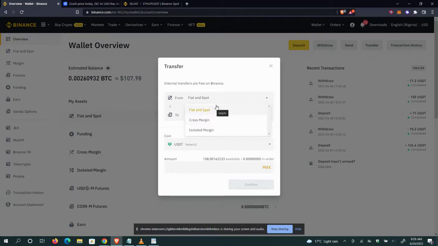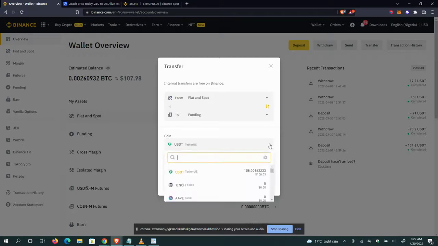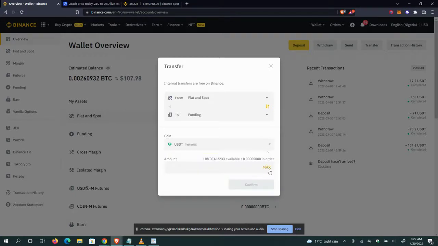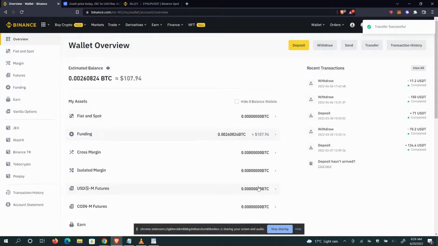Let's say I want to transfer from this fiat and spot wallet to my funding wallet. I come here and put funding, and click on funding. What currency am I sending? USDT. You choose whatever you want to send, and once you choose, you just click on max, and voila. You see, it has changed. If you watch the overview, it has moved from fiat to funding.